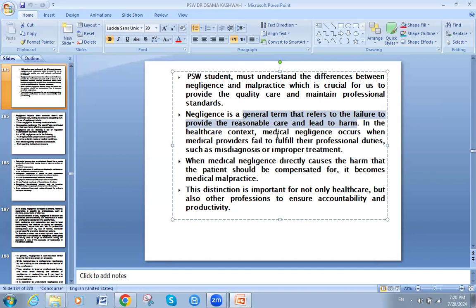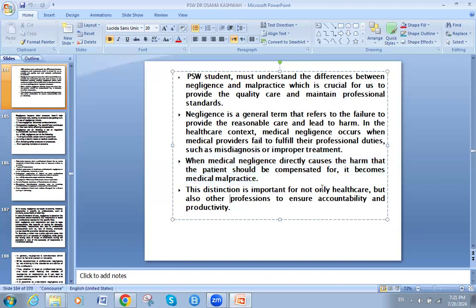But in the healthcare context, medical negligence occurs when a medical provider fails to fulfill their professional duties. They didn't do their duties as they're supposed to, such as misdiagnosis or improper treatment. Again, negligence is the general term that refers to the failure to provide reasonable care and lead to harm. When medical negligence directly causes harm that the patient should be compensated for, it becomes medical malpractice.